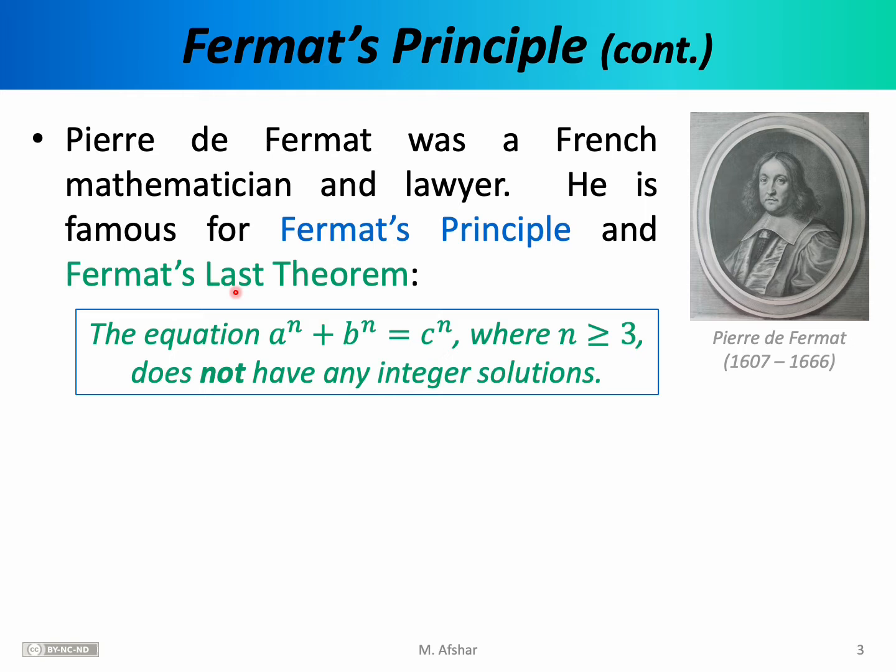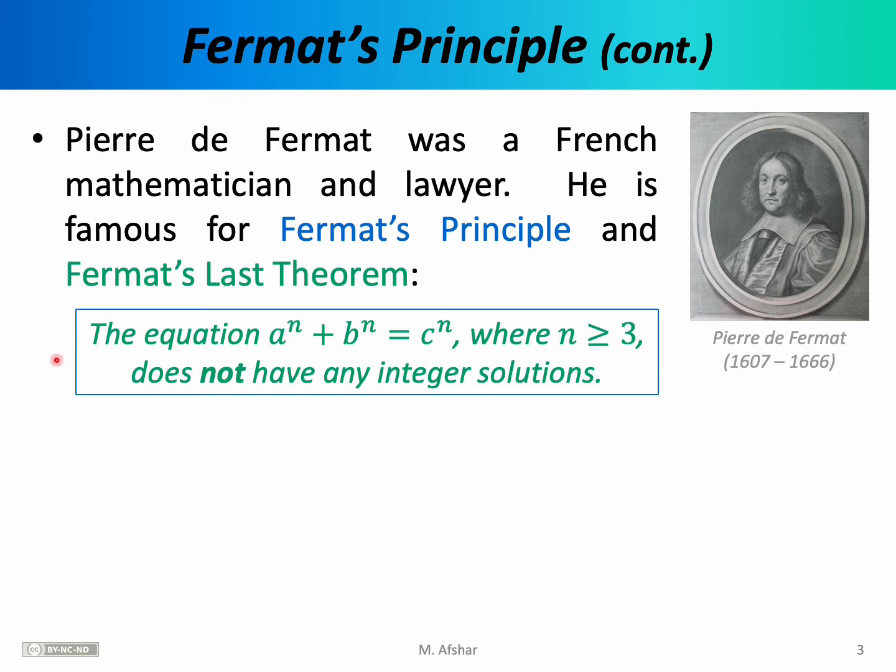Fermat's last theorem is a theorem from mathematics which states that the equation a^n + b^n = c^n, where n is greater than or equal to 3, does not have any integer solutions. In other words, there does not exist integers a, b, and c that can satisfy this equation when n is 3 or greater. When n is equal to 2, there do exist integer solutions. a, b, and c could equal 3, 4, and 5, and the equation is satisfied. But if n is 3 or larger, then there are no integer solutions.